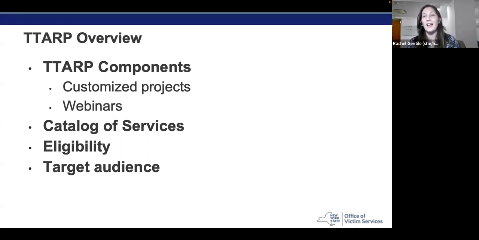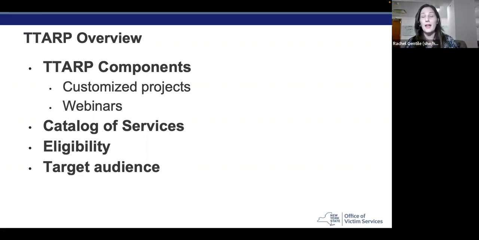But once again, I have to say TARP is made up of two main components. The first and most major component is this customized training and technical assistance. You're going to hear us say this a lot. It's free, it's customizable, it's for you. You can really build something that is specific to your program and the problems you face and the opportunities you're hoping to build upon. So it is totally customizable for what you need.